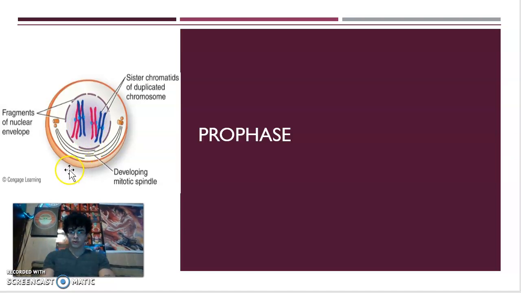What you really want to focus on in this phase is that the centrosome that was developing and duplicating in the S phase has now branched off completely and is on both ends. What you also want to notice is that there's a mitotic spindle being developed. This right here is going to be used in the next phases that we're going to be looking at.